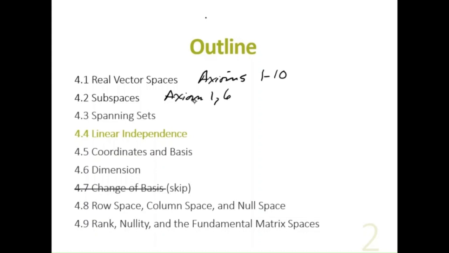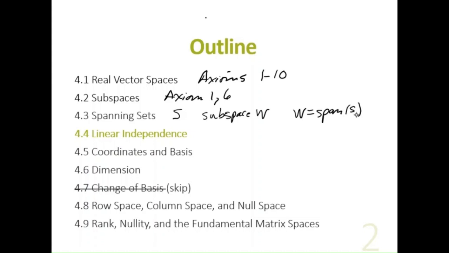And then we also knew that the rest of the axioms in 1 through 10 were inherited from the vector space V for the subspace W. And then in 4.3, we were looking at a set S, and then we were trying to determine a subspace W that was all the possible linear combinations of that set S. And so we would say that W was a subspace of the vector space V that was spanned by S, and we would write it W equals span S.